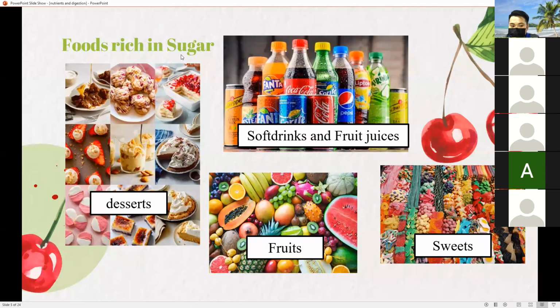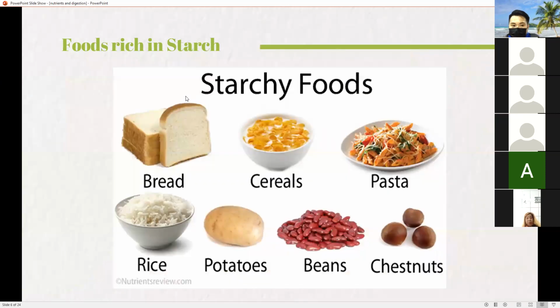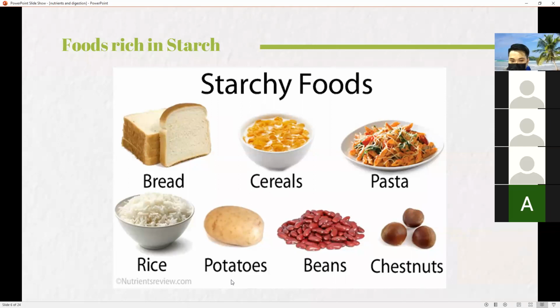Firstly, the sugar. Sugar, we can get it from the desserts, the soft drinks and fruit juices, fruits and sweets. So if you like to eat sweets, you can get a lot of sugar or you can get your carbohydrates. Also, the foods that are rich in starch, like the bread, cereals, pasta, rice, potatoes, beans, and chestnuts.